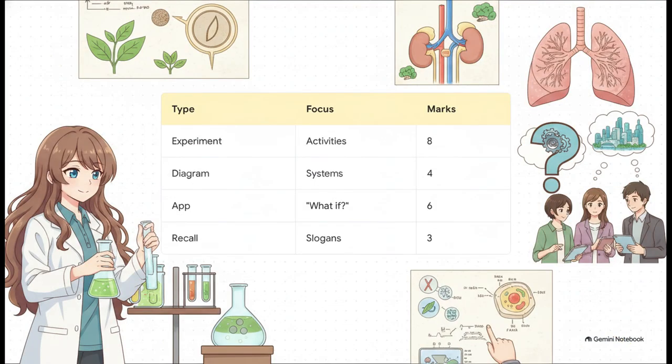So let's break down exactly where those 22 marks are hiding in the exam paper based on the Bridge Course data. First off, there's an 8-mark experiment-based question. That's highly likely to come from activities like the starch test or carbon dioxide requirements. Then you've got a 4-mark diagram, potentially having to draw the excretory or respiratory system. Next up, 6 marks are totally dedicated to application-based, what may happen or precaution-type questions. And finally, 3 marks are basically easy grabs for quick recall. Think slogans, abbreviations, or just labeling a part on a given diagram. Consider this your official battle plan.